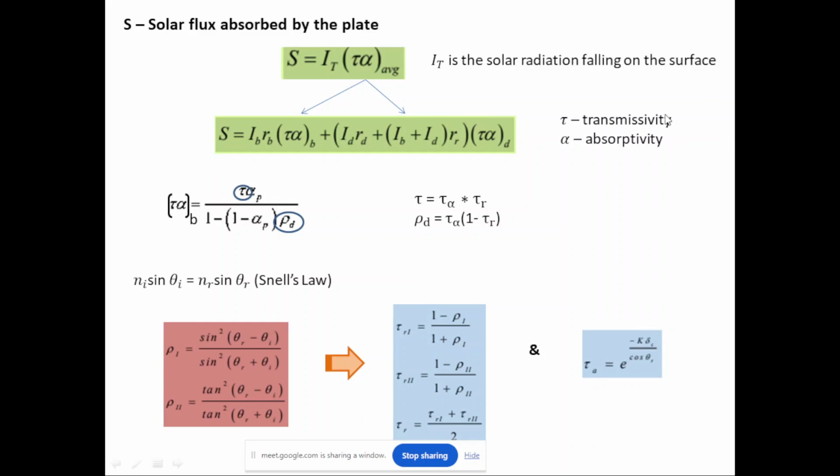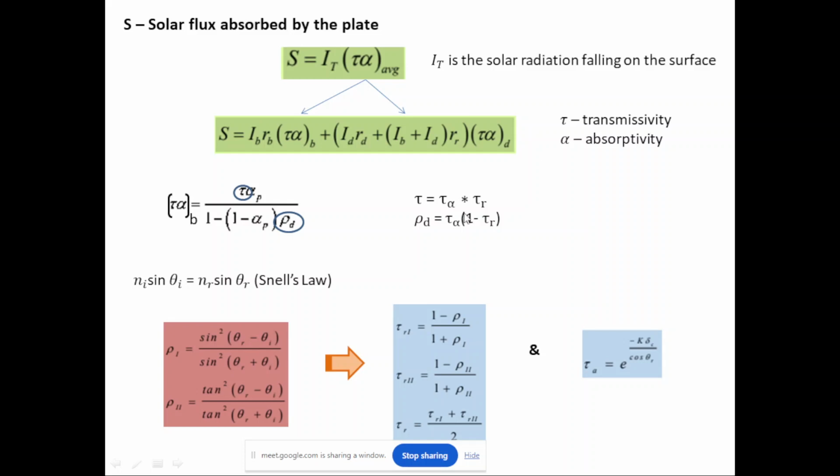Transmissivity, absorptivity, and reflectivity will be there here. To calculate your value of tau alpha b, this is the equation: tau times alpha p by 1 minus of 1 minus alpha p into rho d. Here alpha p is the absorptivity of the plate, so that will be given, so you need not bother. The absorptivity of your plate depends upon the material of the plate, it's a material property, so that value cannot be changed much. So alpha p will be fixed, but the tau value we can calculate.